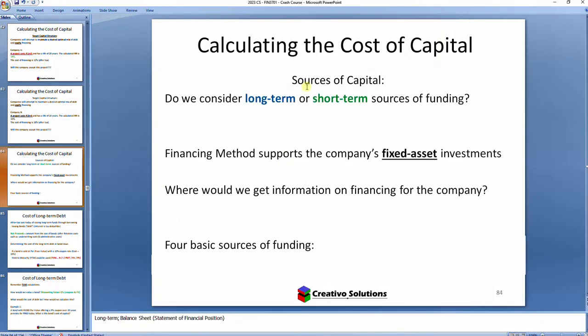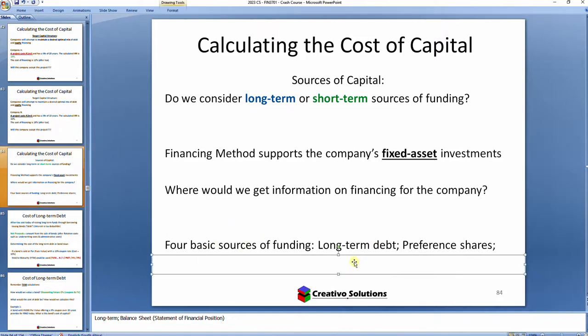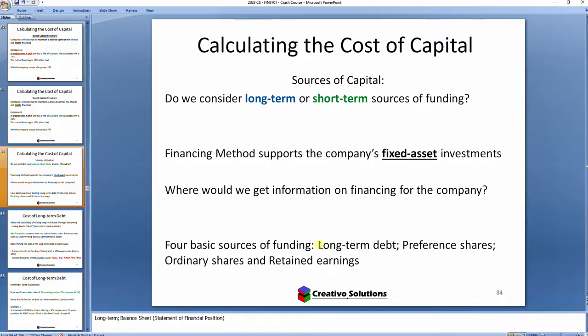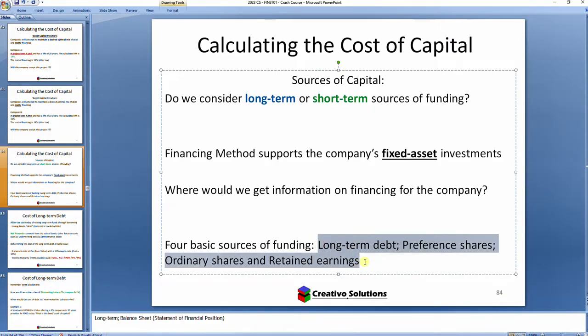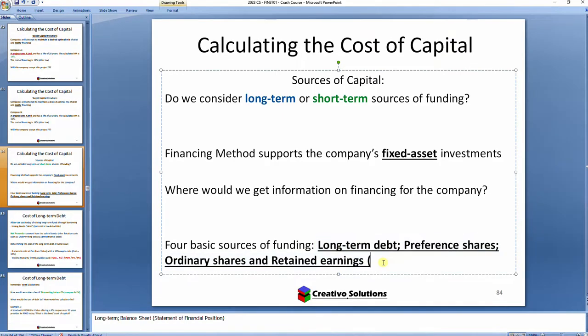Right, so sources of capital, you've got two, we just spoke about them. There are 4 basic sources of funding, just to reveal the answer here. Long-term debt, you will see all of these in a question related to weighted average cost of capital.